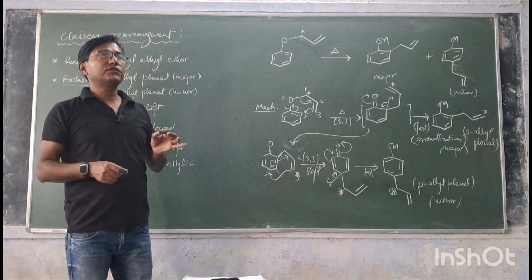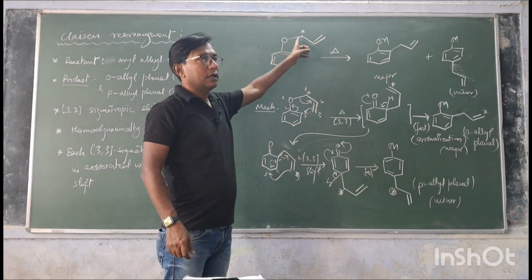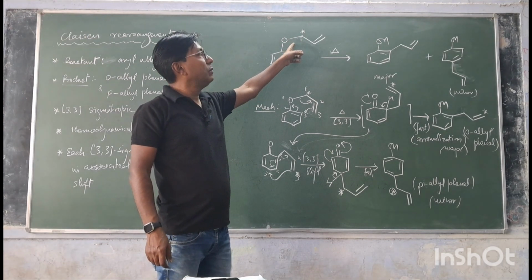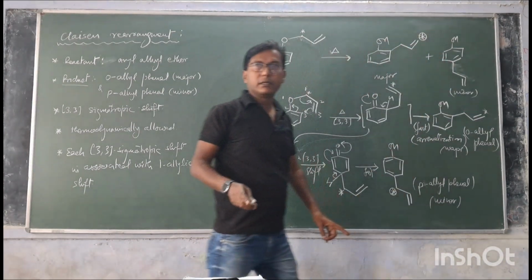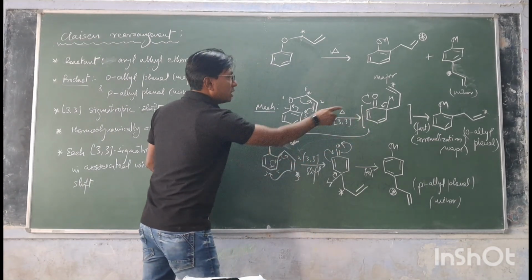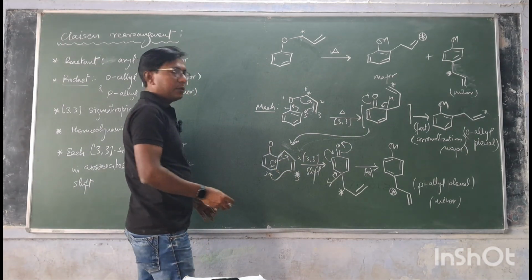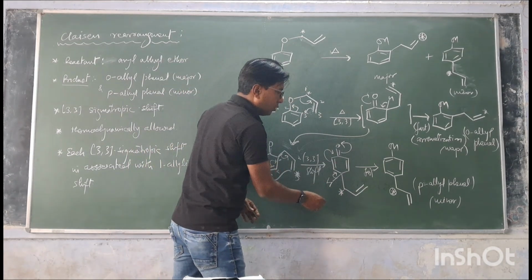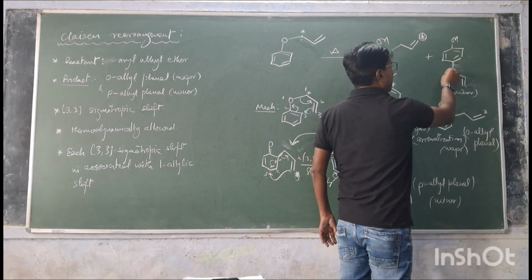So this clearly gives you that in the ortho product, the allylic carbon, that is the carbon which is directly attached with the oxygen, will be at the terminal position. But when we are proceeding towards a para product, then you can clearly see that this asterisk, that is the labeled carbon, is now going to attack this para position, and now the labeled carbon is going to be directly attached over this para position.